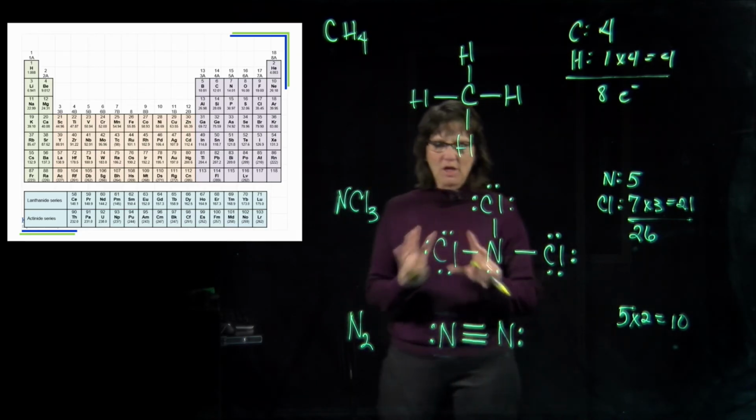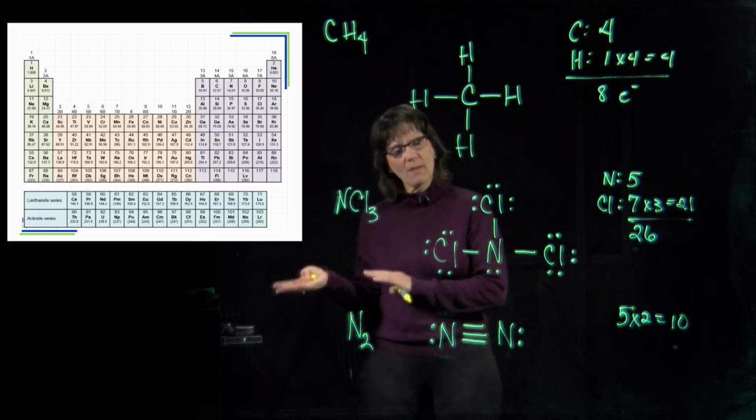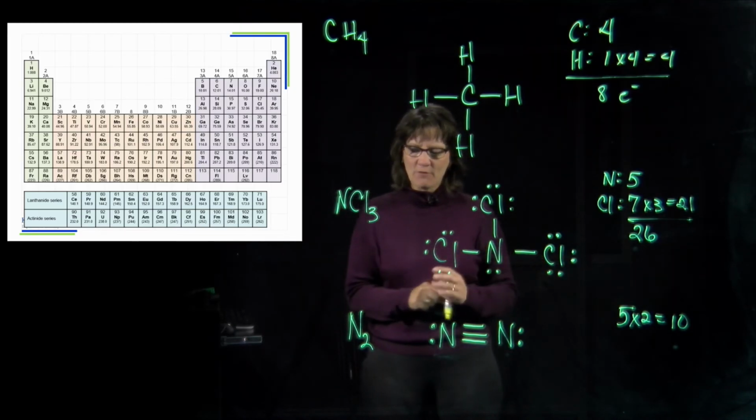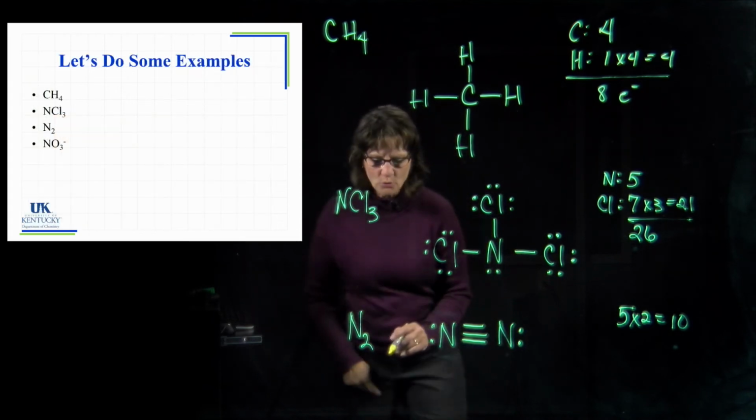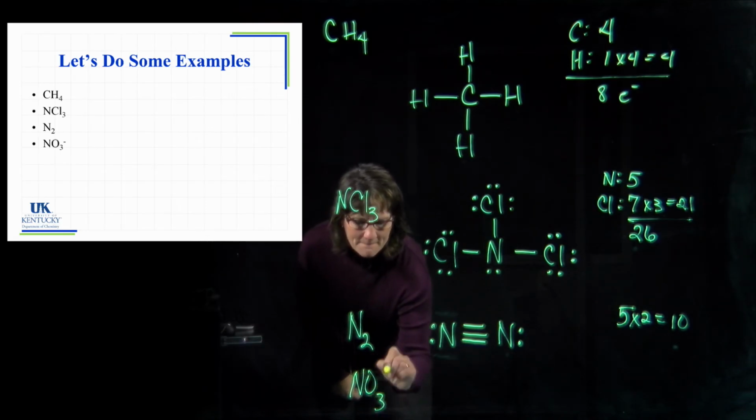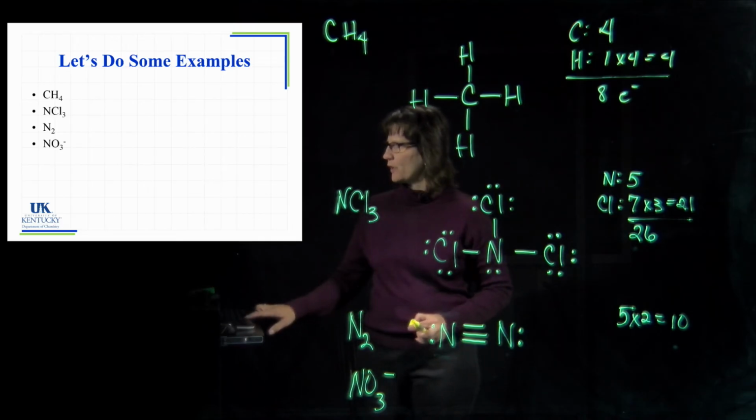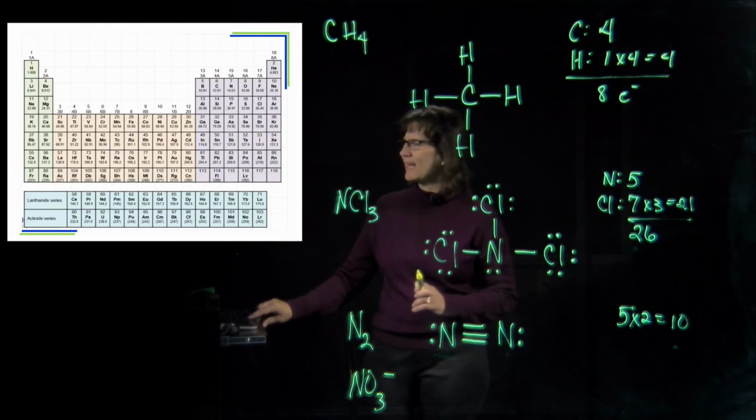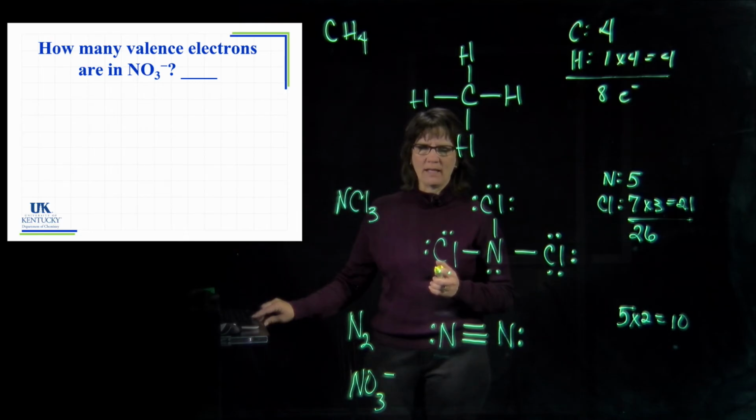So you're either getting the hang of it or you're not. If you're not getting the hang of it, I would recommend backing up and watching this again. Okay? If you feel like you're getting the hang of it, now it's time for you to try one. All right? So you're going to work on NO3 minus. And once you've worked on NO3 minus, actually, I want to divide it up into questions. The first question you're going to answer is this one. How many valence electrons are in NO3 minus?